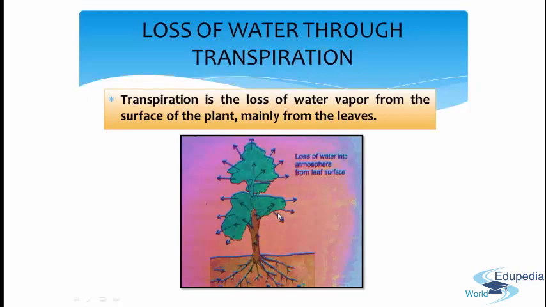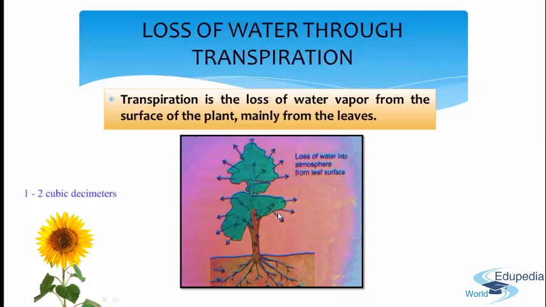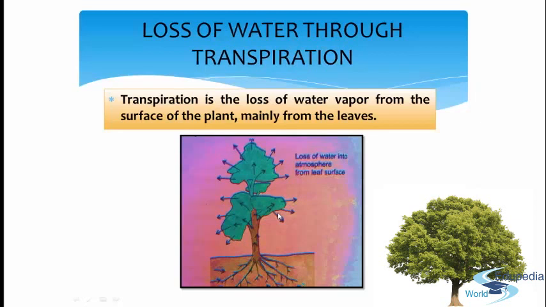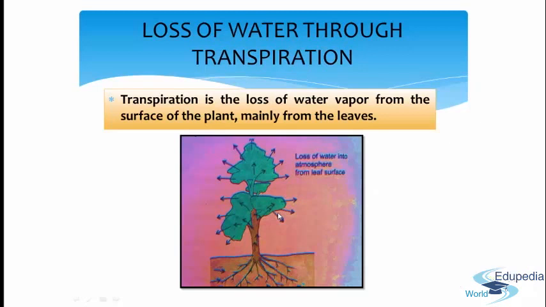The amount of water lost by a plant due to transpiration can be surprisingly large. A sunflower may transpire up to 1 to 2 cubic decimeters of water in the form of water vapor in a day, while a large oak tree can lose up to 600 cubic decimeters of water vapor per day. Evaporation of water vapor takes place from the spongy mesophyll cells into the air spaces. This was a brief introduction to transpiration.